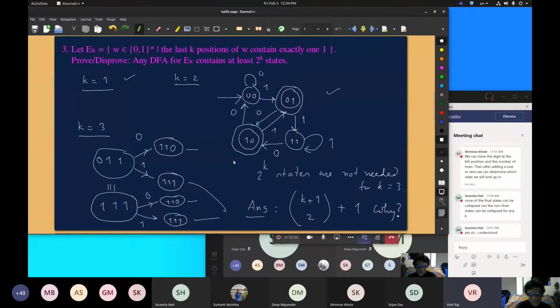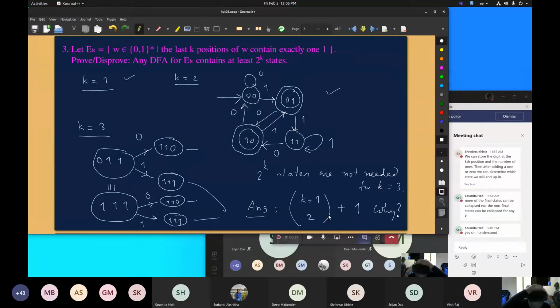So, but it might happen that for some function, it is asymptotically smaller, but at some smaller values it might be greater. So that doesn't matter. Suppose some function comes to 2k plus 1, but 2 power k is smaller at k equal to 2.